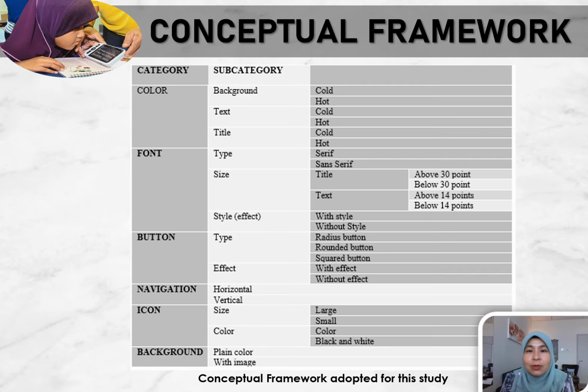Taking into consideration those guidelines and to fulfill the study need, the survey questions are divided into two sections, which are Section A and Section B. In Section A, 4 questions are related to student demographics and experience in using online classrooms. In Section B, 12 questions are about identifying the appropriate interface elements that suit their needs and preferences. In this section, questions are divided into 6 main categories, and each category comprises subcategories. The main categories are color, font, button, navigation, icon, and background. The questions developed for this study are based on the conceptual framework presented in the slide.